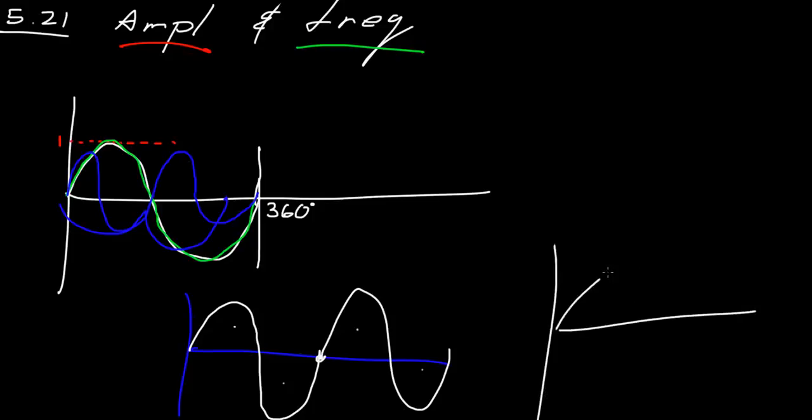And if we did something like this, say that was 360 degrees, then we've got one full repetition and a half repetition, so it would have a frequency of 1.5.